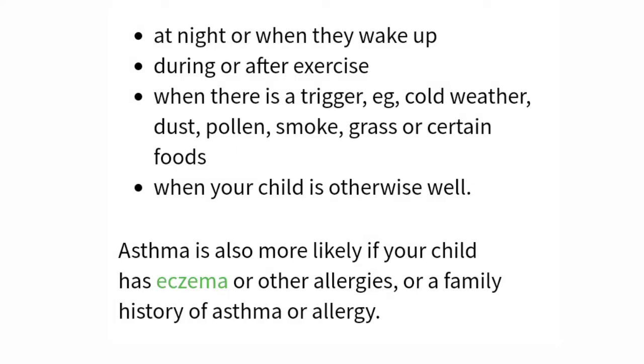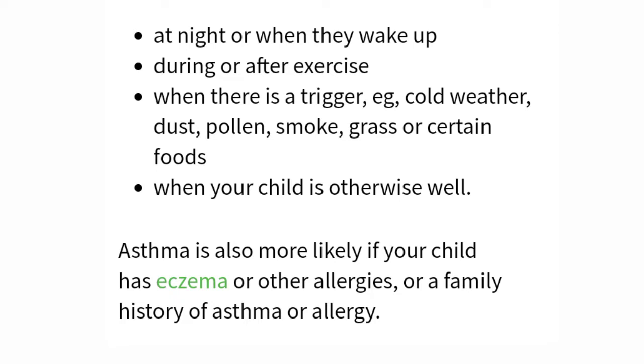So what are the characteristics that make the wheezy child more likely to have asthma? These are: wheeze or cough that is more pronounced at night or when they wake up. During and after exercise, if wheeze or cough is more pronounced, then it is a favoring point for asthma. When the cough or wheeze is trigger based, like cold weather, dust, pollen, smoke, grass, or certain foods, then it is likely that the patient is allergic and atopic. When the child is otherwise well, only having cough or wheeze, that is a favoring point for asthma.